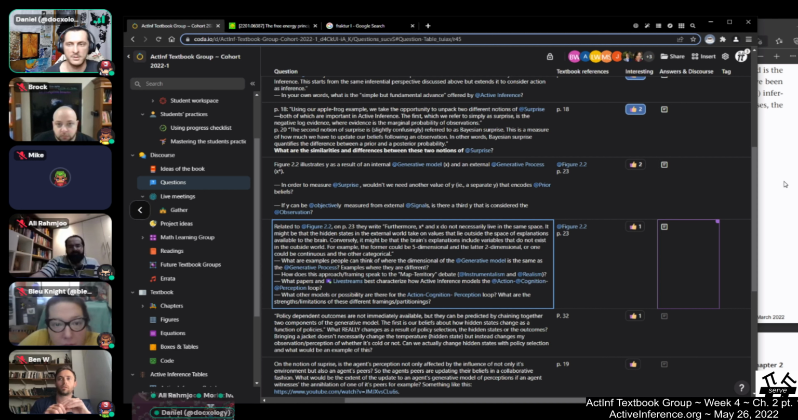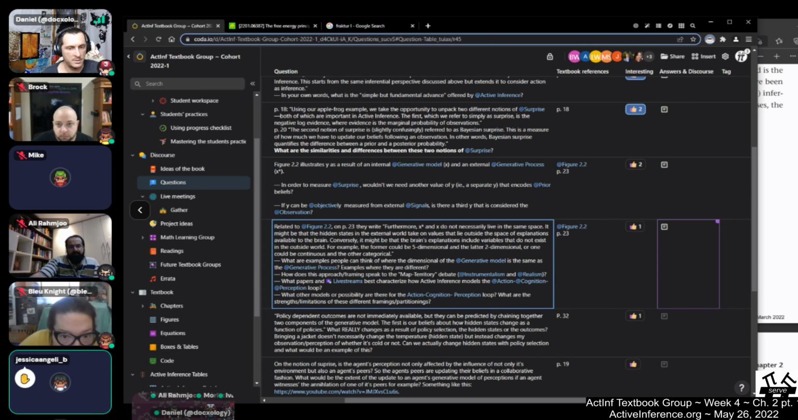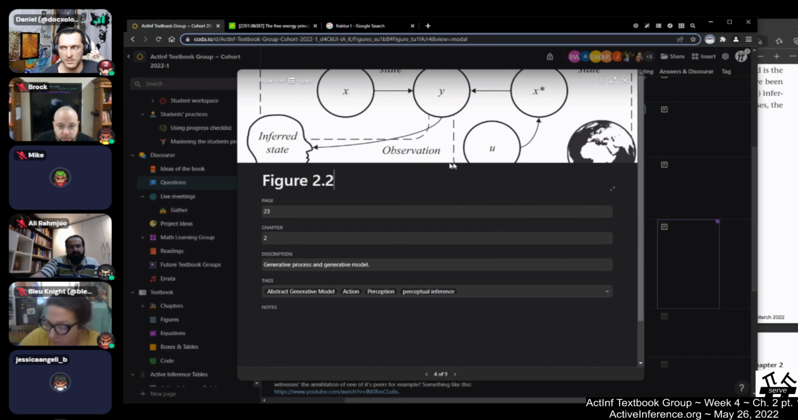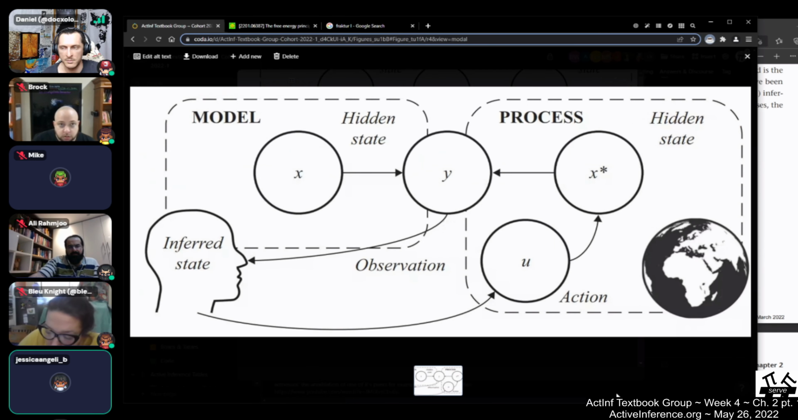Jessica? Hi, yes, I have a question, related to this figure 2.2, in regards to how we interpret what we observe. I understand you have a prior, where you're anticipating something like other people's behavior or how things should be. And that might be different from what you actually observe.